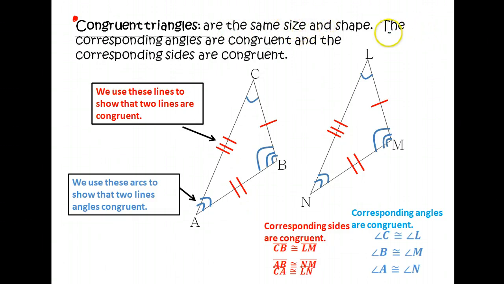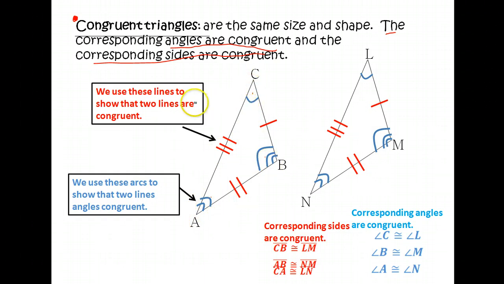Well, to get the same shape, the corresponding angles have to be congruent. Okay, so the corresponding angles are congruent. To get the same size, the corresponding sides have to be congruent. Now, remember, sometimes people get this mixed up. Angles are the corners, the openings in the corner. The sides are the lines, the segments that make up the triangle.